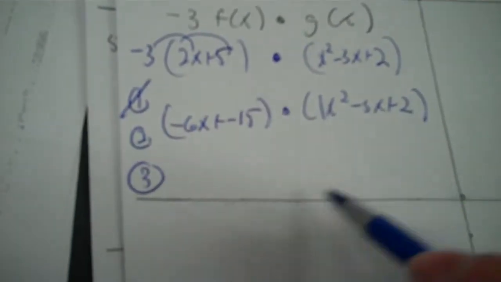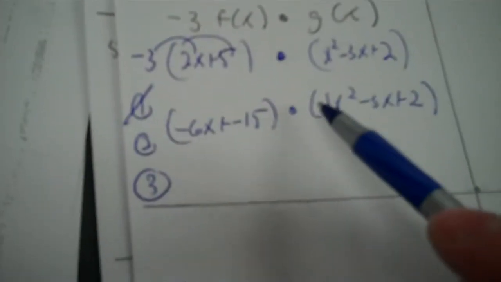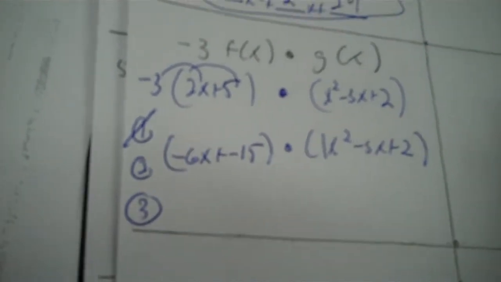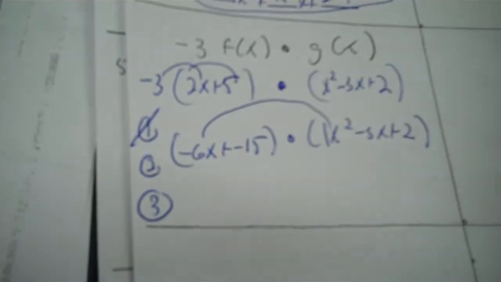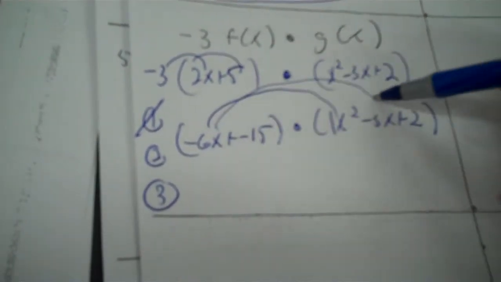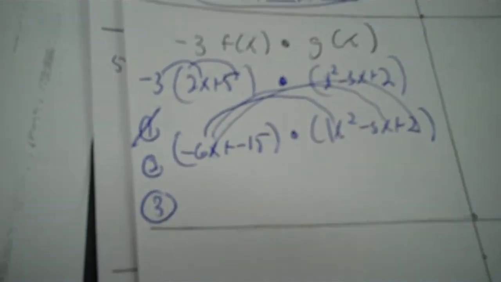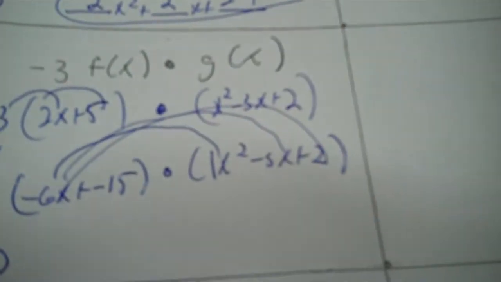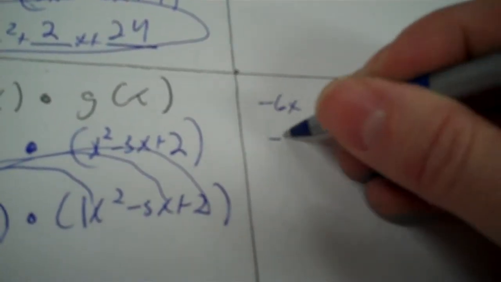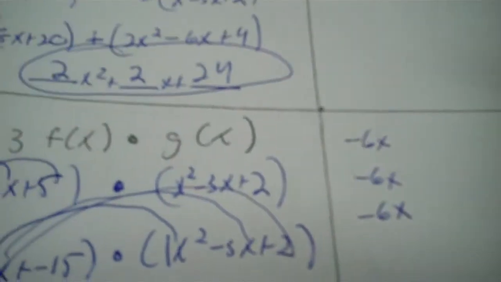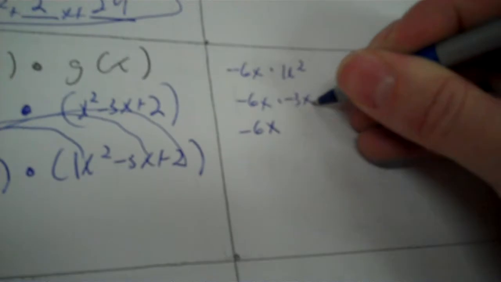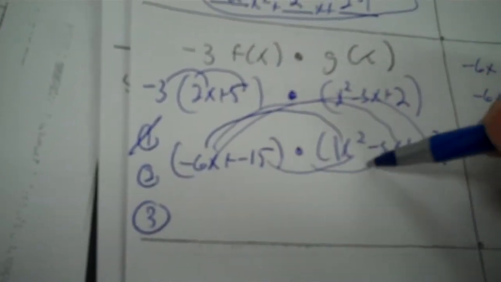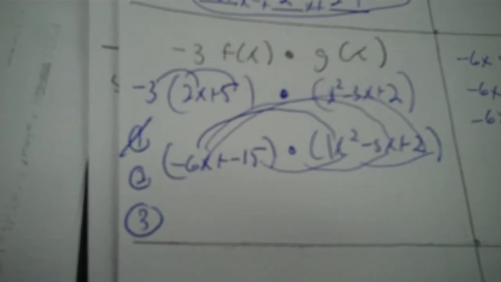Now, you don't just do the like terms now because it's not a plus sign in between them. Instead, it's multiplication. So you need to start FOILing, okay? This is a long FOIL because you have to distribute the negative 6x, okay? I just distributed that in 3 places. So negative 6x times 1x squared, times negative 3x, times 2. But then I'll have to also distribute my negative 15. So it's a 2 by 3 distribution.